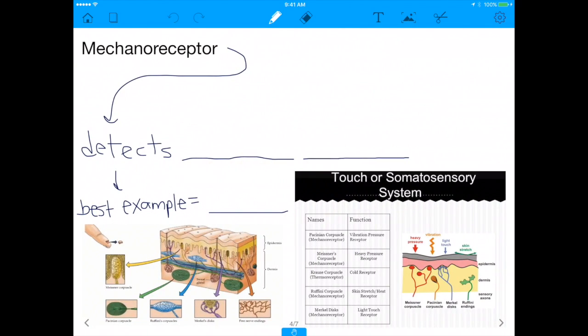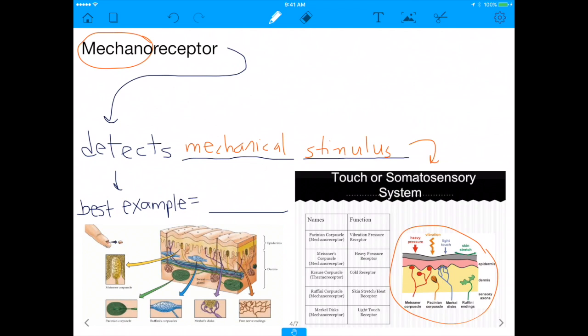Let's keep going down. Next up, we have mechanoreceptors. Mechano, you can think of as any sort of mechanical stimulus. They detect mechanical stimulus, and the best example of this is touch. In your skin, there are tons and tons of mechanoreceptors. So when you touch something, it causes an indentation in your skin, which is then picked up by these receptors that tell you you're touching something.